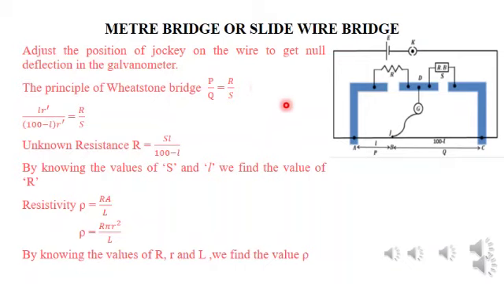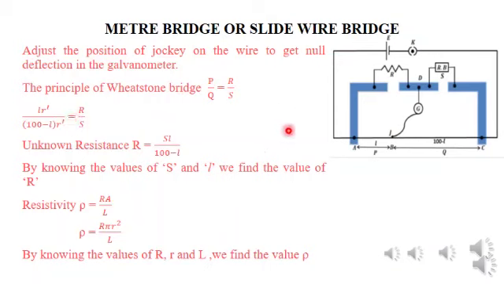Since the total length of the resistance wire is 1 meter or 100 centimeter, at the null deflection of the galvanometer, the distance from A to jockey is taken as L, then the distance from jockey to point C is 100 minus L. If R dash is the resistance per unit length and L is the total length of P, then the total resistance of P is resistance per unit length R dash into total length of P, that is L. So resistance P can be replaced by L into R dash.